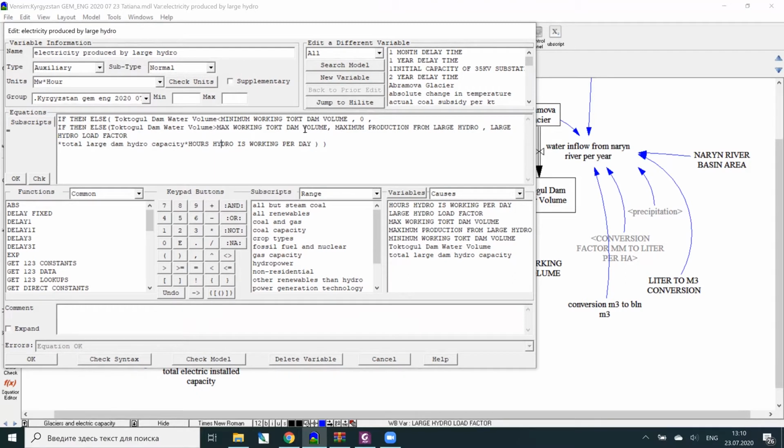hours working per day. If it's more, did I miss something here? I think I did. If it's more, no, the equation seems fine. So you have the minimum and maximum. Yeah. And so if you put then the maximum production. Yeah.